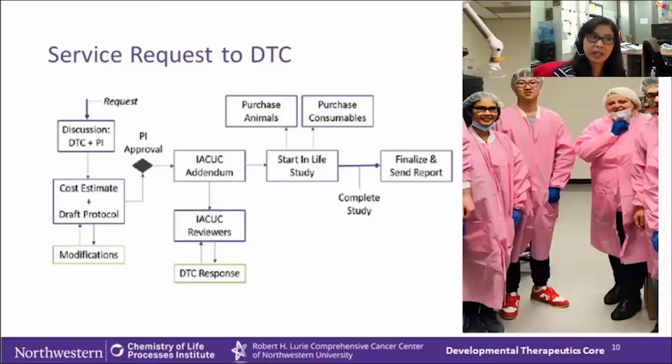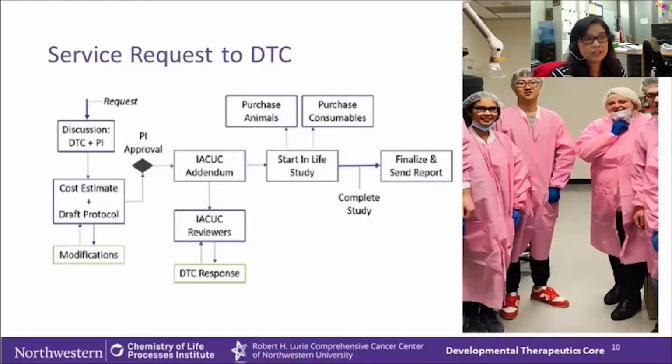Of course, we need to purchase the animals and the consumables. For example, if the study requires 4 to 6 weeks, then we run the treatment until the end of the study, and then we usually send a report, the statistical analysis, and the raw data to the PI.